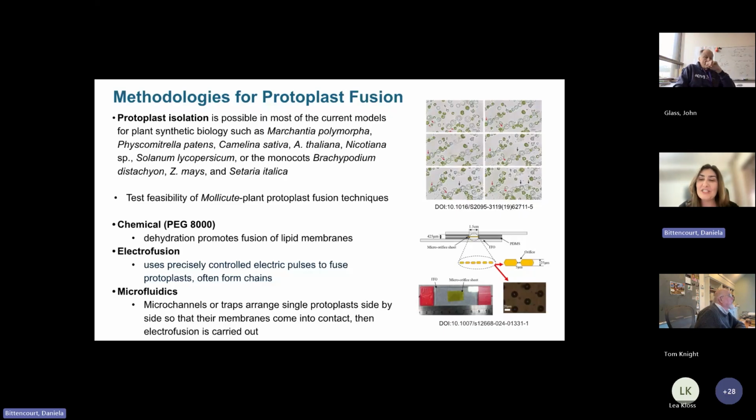But once we decide which protoplast we will use, we will test three different methodologies to perform the protoplast fusion with the phytosyn. So it can be promoted chemically using PEG, electrically using electrofusion, or even through microfluidics, where single protoplasts are aligned and fused in controlled channels. So these three approaches, I believe, will allow us to test the feasibility of mollicute-plant fusion, and of course, explore the phytosyn as a synthetic endosymbiont.